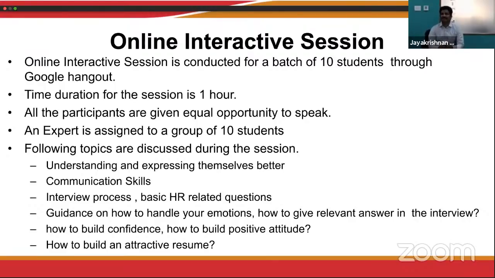So we have an interactive session with an expert, with 10 other students, where you interact and share each other's experiences with respect to your communication skills, with respect to interviews that you have attended, and typical HR questions discussed. So all those points are discussed as part of an interactive session with an expert who moderates the session, and I'm sure it will be a fantastic experience for all of you to go through the session, and each of you will get a personalized feedback after the interactive session.